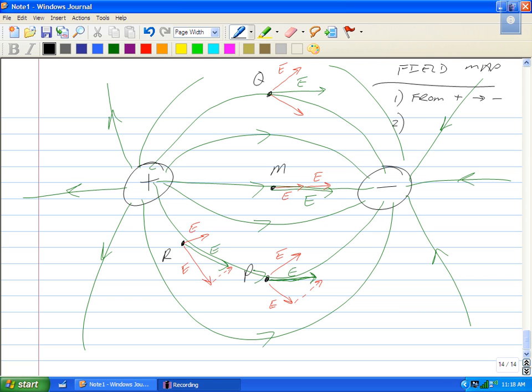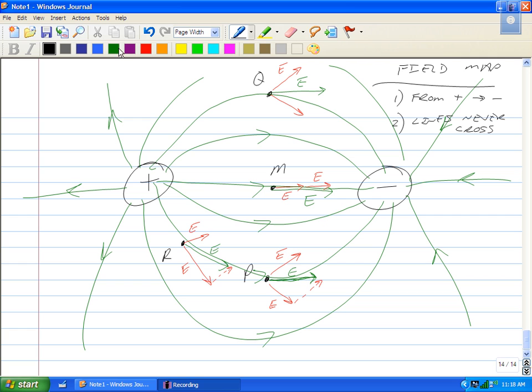The second convention that you need to know is that the lines never cross. Now, think about why the lines can't cross. What does the line represent? The path of what? Well, the electric force on a positive test charge.